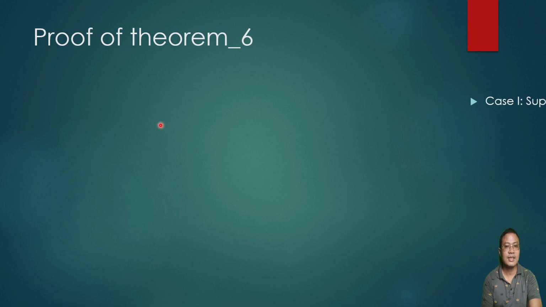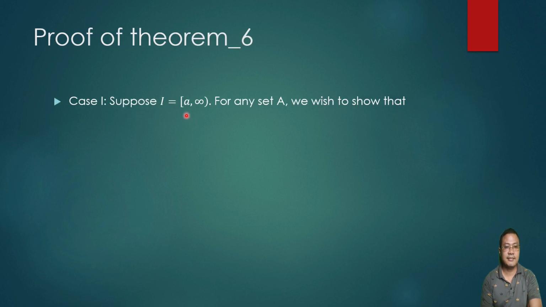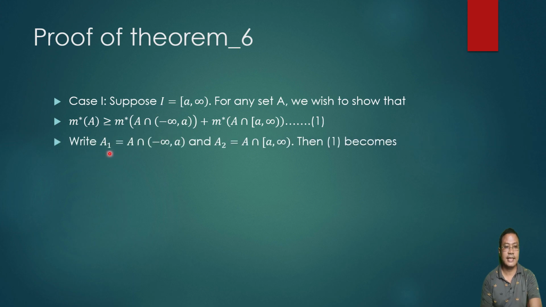So case 1, suppose the interval is in this form, an infinite interval closed on the left side, [a, infinity). So for any set A, we wish to show that M star A is greater than or equal to M star of A intersection the complement of this one, which is (minus infinity, a), plus M star of A intersection this set itself. So we want to show this inequality. Alright. So then we can write A1 equal to A intersection (minus infinity, a). This you can write as A1, and this one you can write as A2 like this.